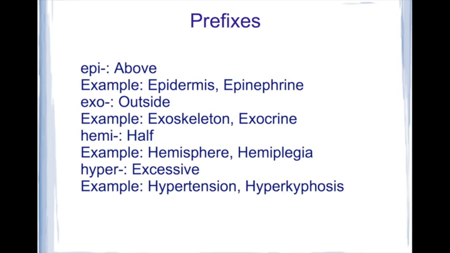Hyperkyphosis is another term for kyphosis. Some people say hyperkyphosis. It's the same thing. There's no difference between regular kyphosis and hyperkyphosis. It's that exaggerated curvature, excessive curvature of the thoracic vertebrae that causes that hunchback appearance.